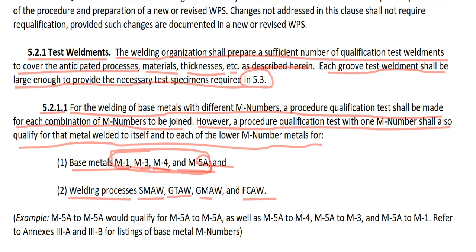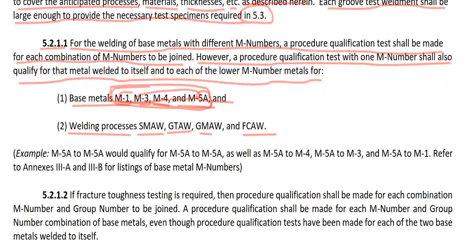Actually, there are more M numbers than these. There are M5B, 5C, M9A, 9B, M number 10, 10H, M number 15E, and 40, 30, and many other M numbers, but this code in 5.2.1.1 addresses just M numbers 1, 3, 4, and 5.